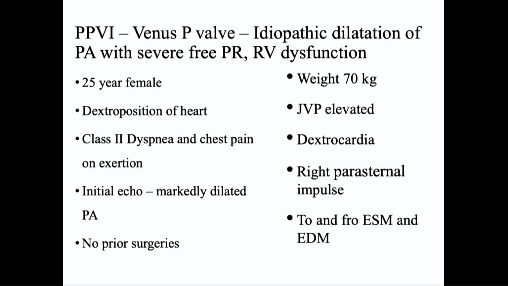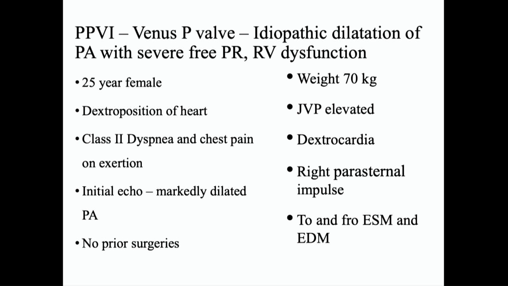The next case is a 25-year-old female. She was diagnosed with dextroposition of heart in infancy, and recently she developed class 2 NYHA dyspnea and chest pain. Initial echo was showing dilated pulmonary arteries, and she has never undergone any surgeries. She is a well-built lady with 70 kg.